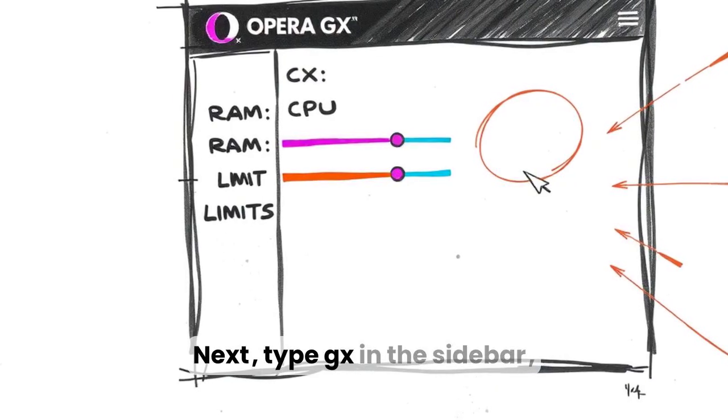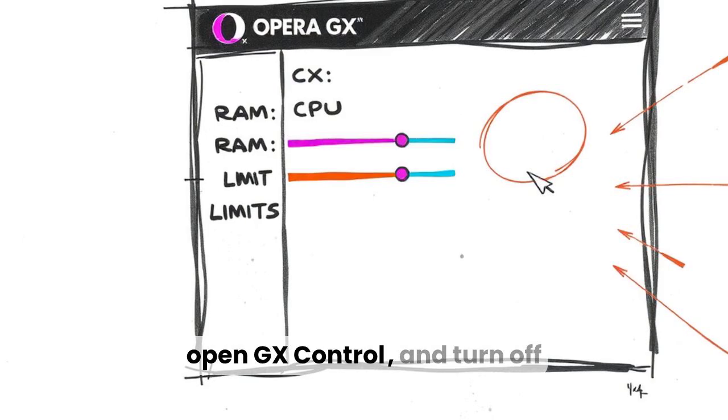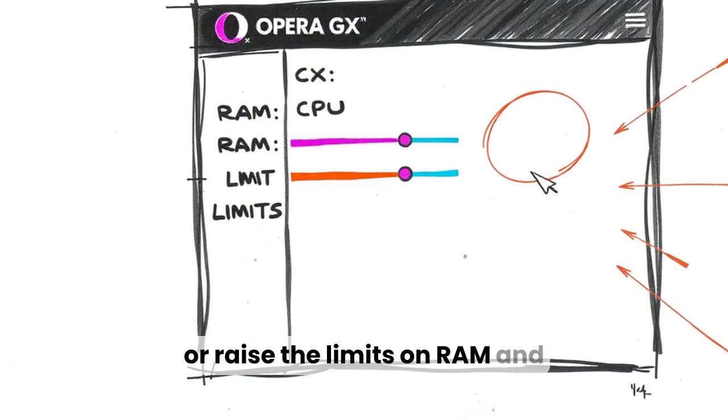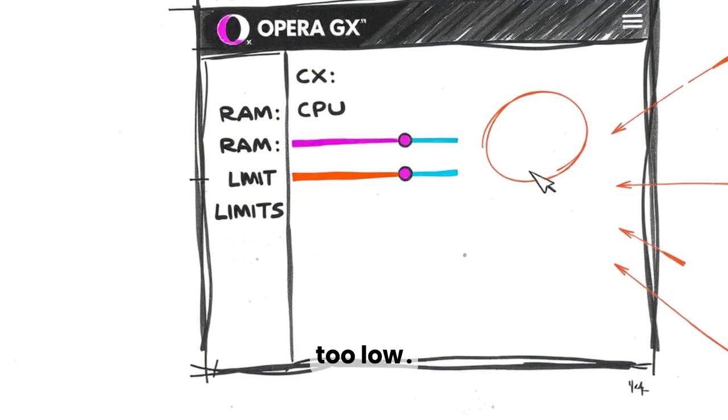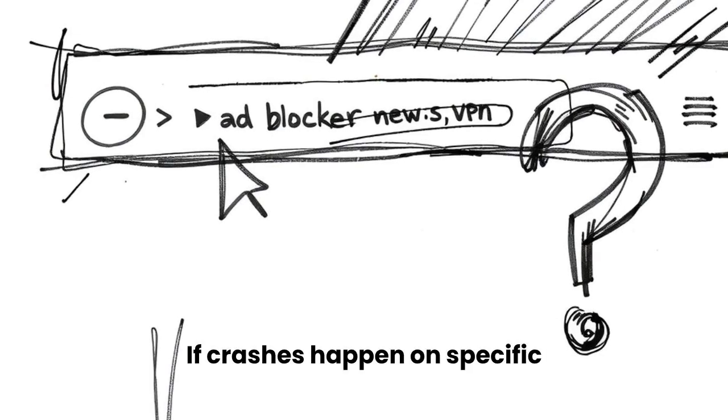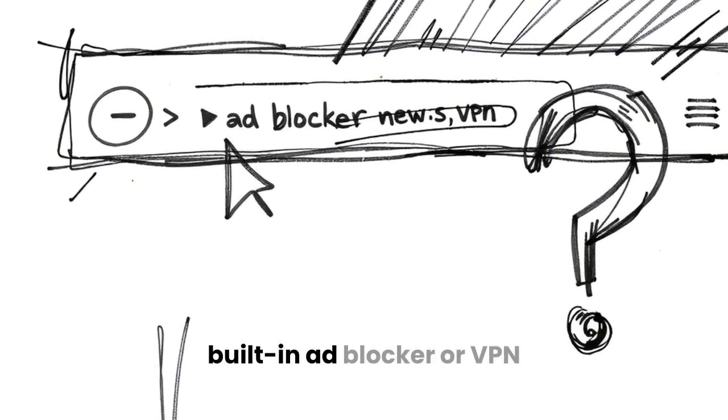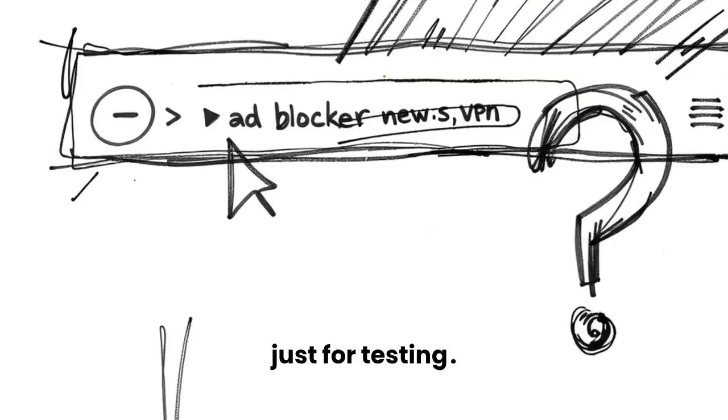Next, type GX in the sidebar, open GX Control, and turn off or raise the limits on RAM and CPU controls if they're set too low. If crashes happen on specific sites, try disabling the built-in ad blocker or VPN just for testing.